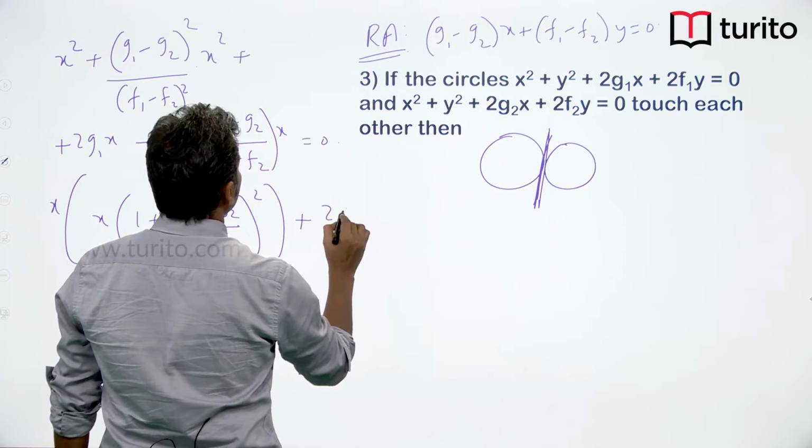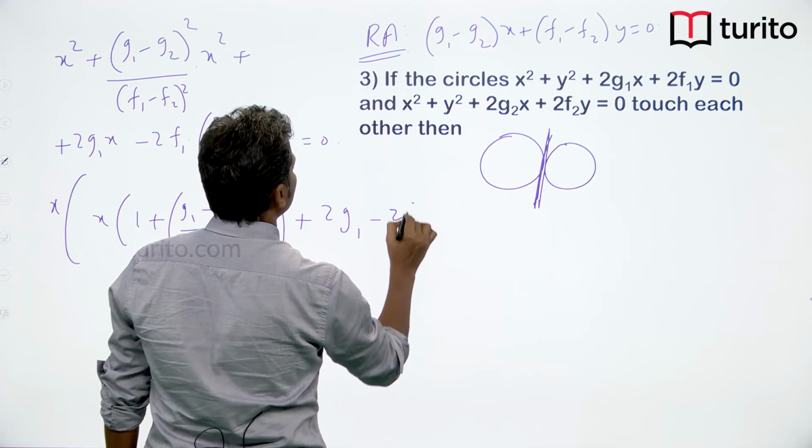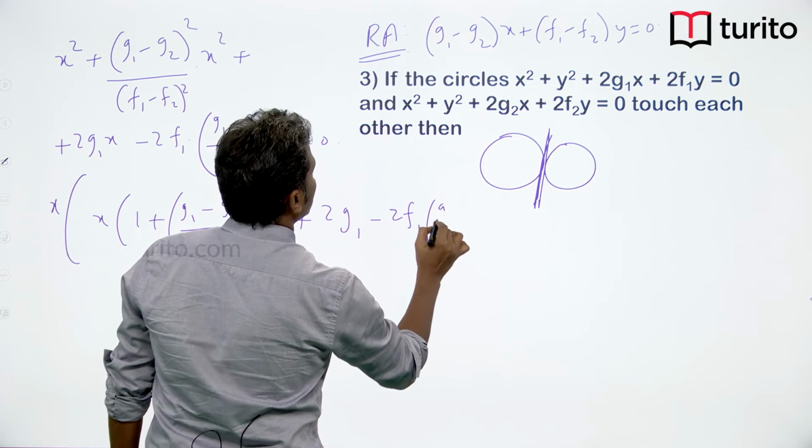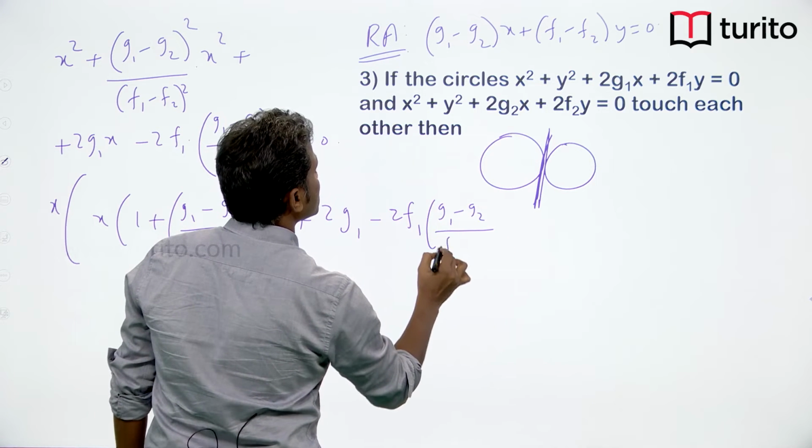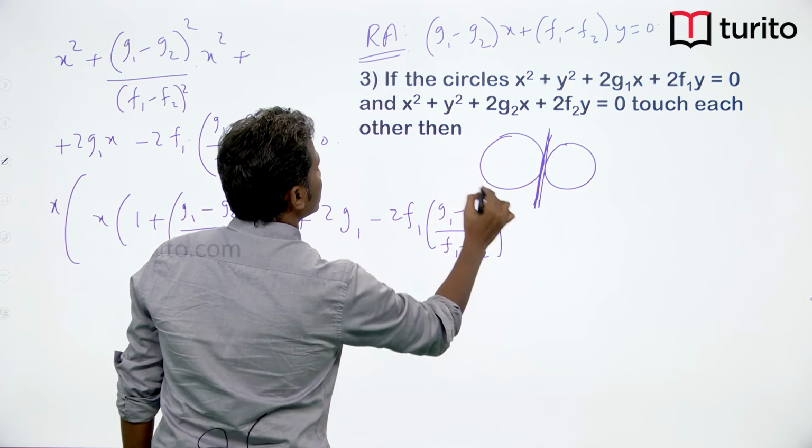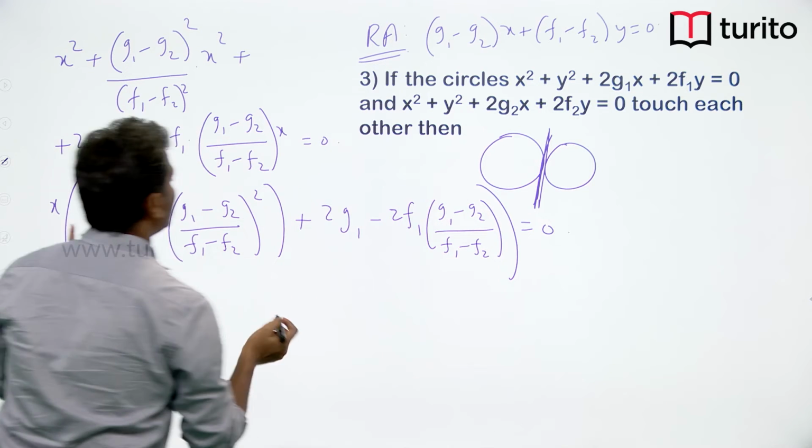plus (2G1 minus 2F1 into G1 minus G2 by F1 minus F2), this is equal to 0. So, there are two factors.